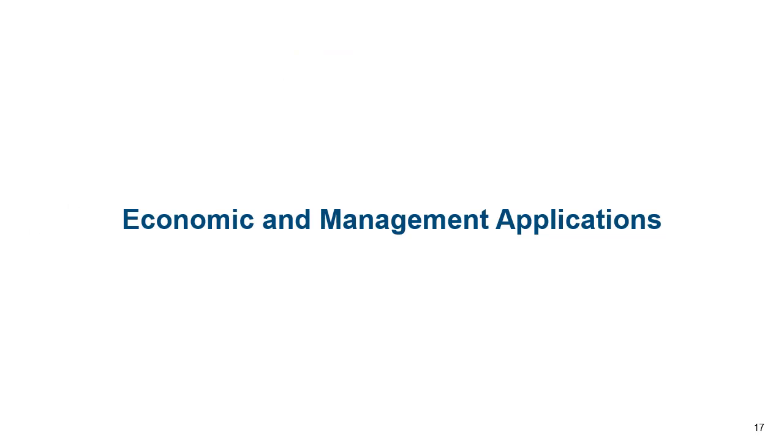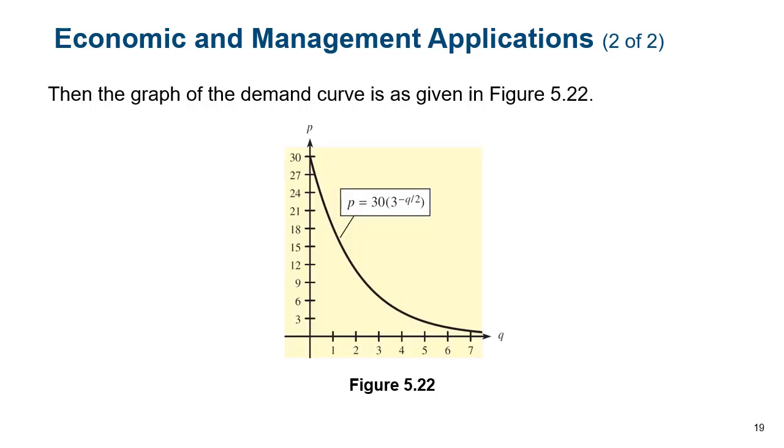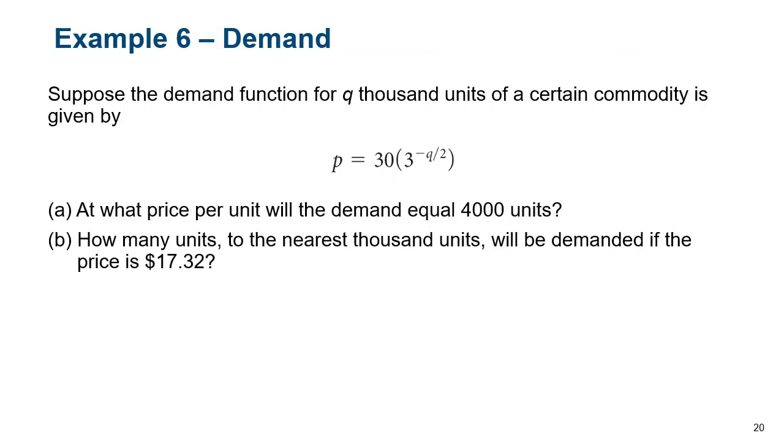With those economic and management applications, we can see that sometimes cost, revenue, demand, and supply can also be modeled by exponential or logarithmic functions or equations. So for instance, suppose the demand for a product is given by P equals 30 times 3 to the negative Q over 2, where Q is the number of thousands of units demanded at a price of P dollars per unit. Then the graph of the demand curve is given by this. We can see that it's an exponentially decaying function because it's going down.